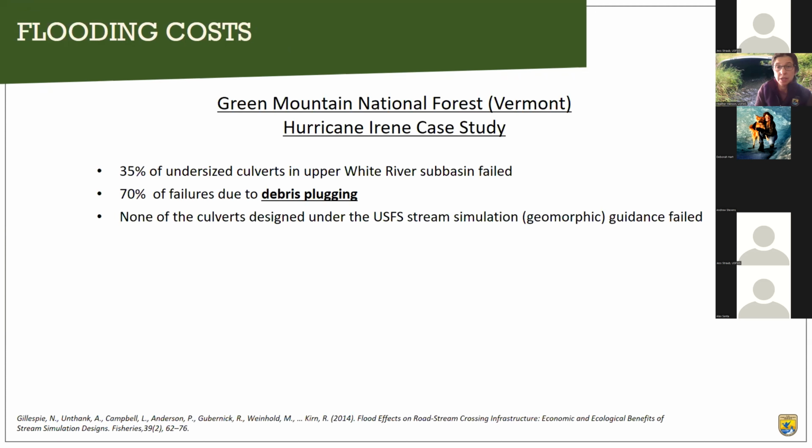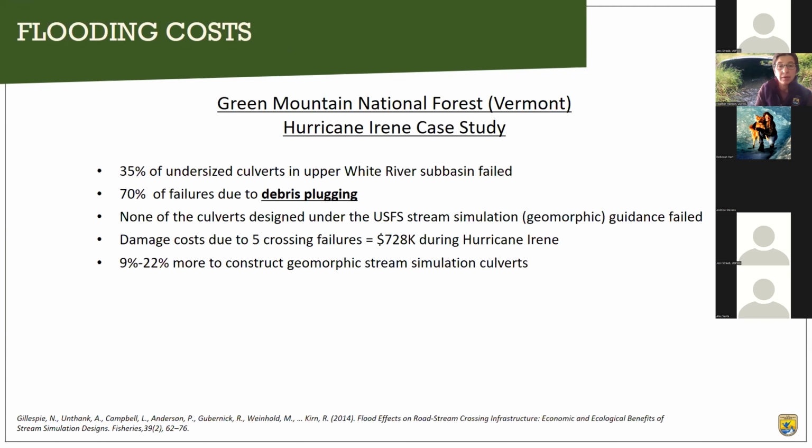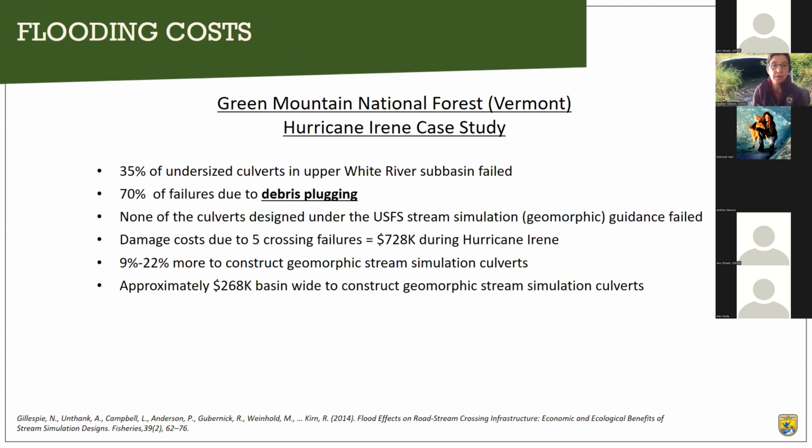However, none of the culverts designed under the U.S. Forest Service stream simulation geomorphic guidance failed, and damage costs due to 5 crossing failures of those undersized culverts in that subbasin were $728,000. They also found that the culverts that were constructed to U.S. Forest Service stream simulation guidelines were about 9 to 22% more to construct than the undersized culverts. And I estimate that's approximately $268,000 basin wide to construct geomorphic stream simulation culverts, which results in a cost benefit ratio of 2.7.